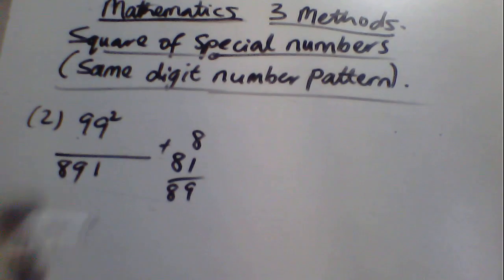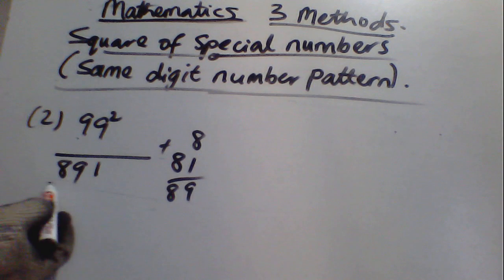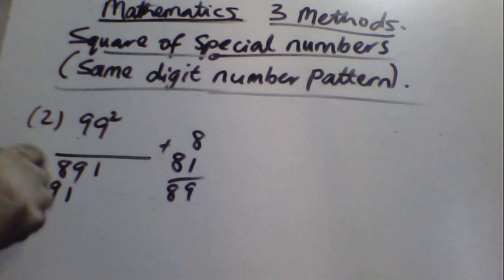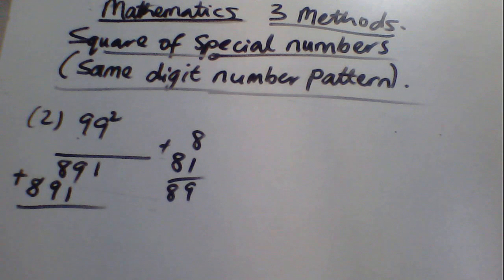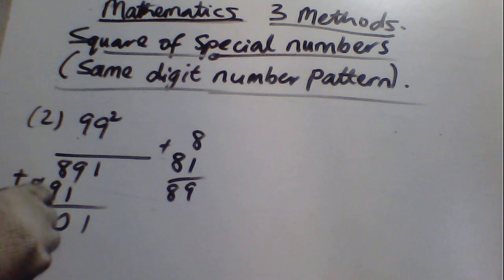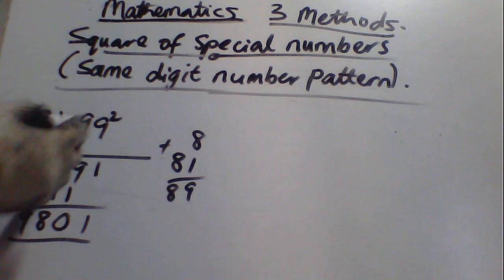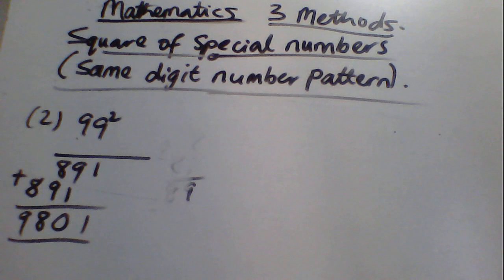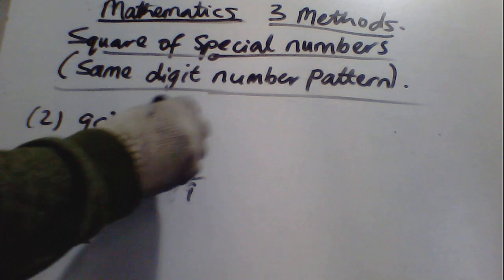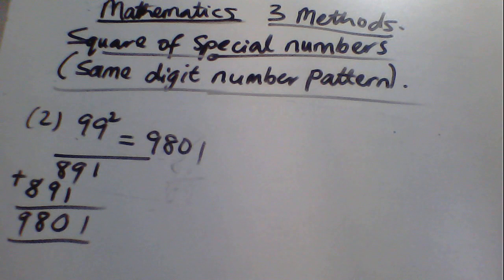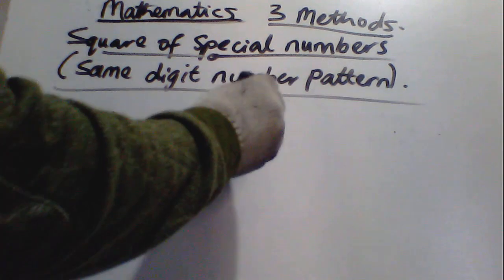Once we have done that, I repeat the same number, moving one digit, since there are 2 digits. So I write 1, 9, 8 and sum up. This gives me 1, 0, 8, 9. So 99 squared is equal to 9801. You see, this method is very easy. Let's look at example 3.